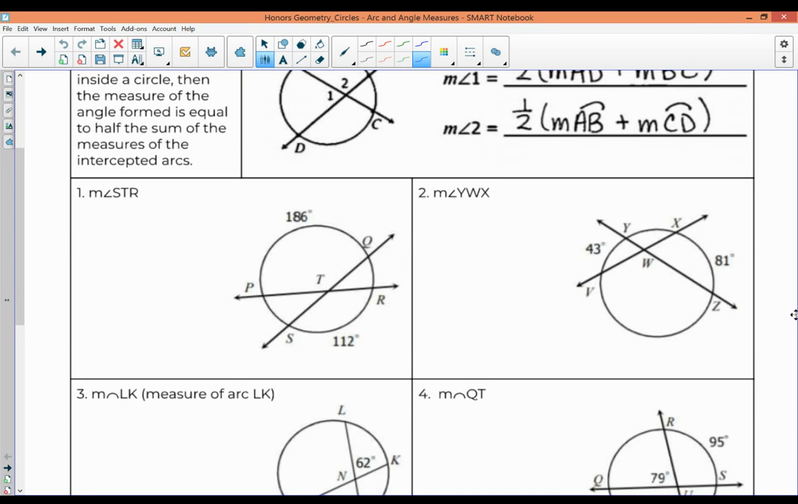So right now we're looking for the measure of angle STR. So that's this angle right here. So that is going to be equal to half the sum of its intercepting arcs. So 112 plus 186. So you can put that right into your calculator, and then you get 149 degrees.